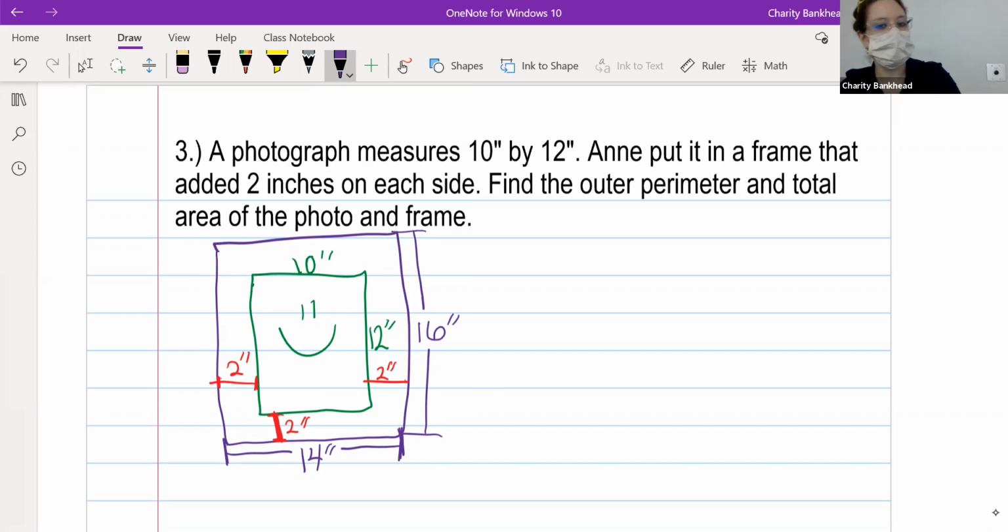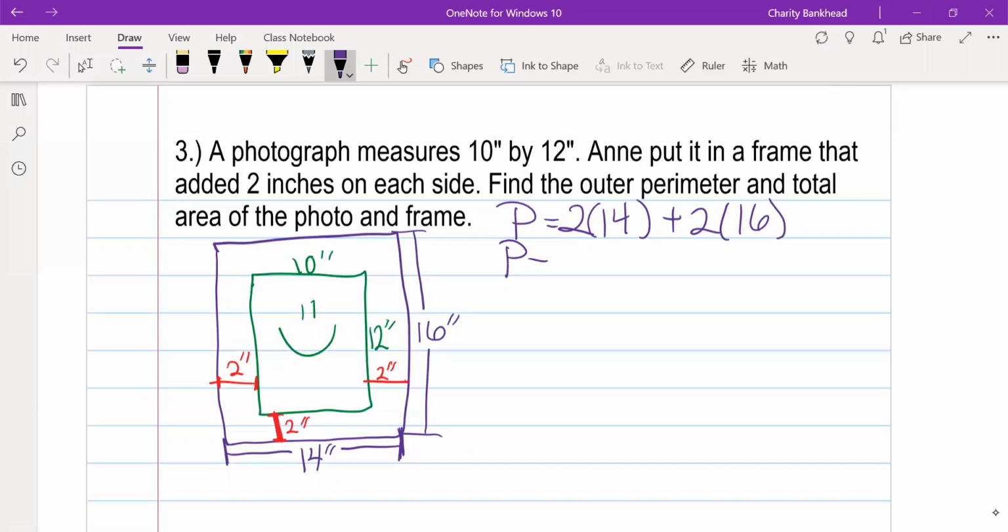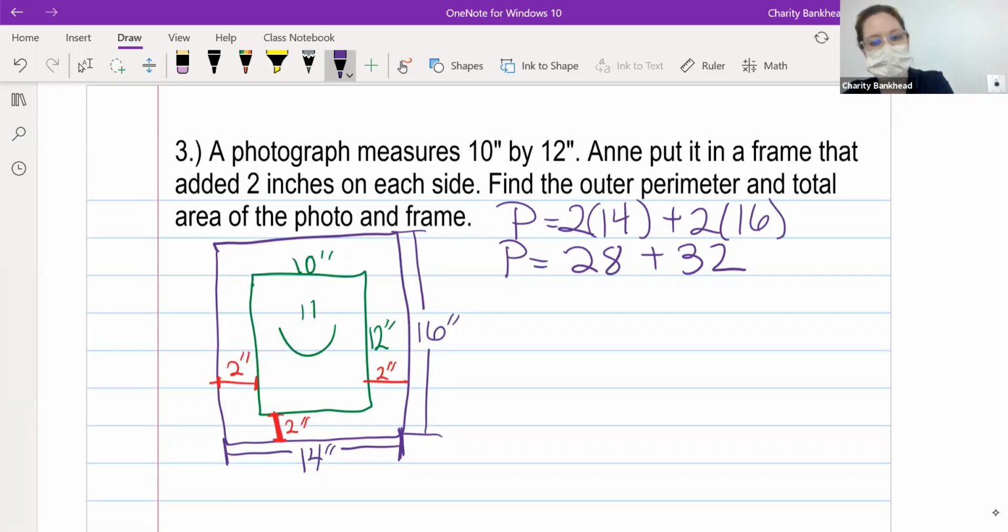And so to find the perimeter, it doesn't really matter which one you call length or width. So 2 times 14 plus 2 times 16. So 2 times 14 is 28, and 2 times 16 is 32. And then 28 plus 32 is equal to 60. So perimeter is 60 inches.